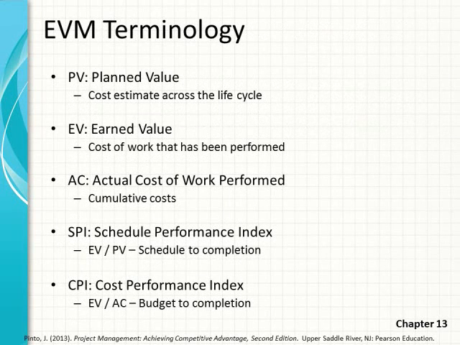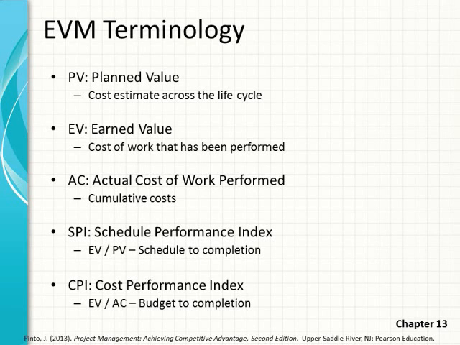So the powers that be came forward with earned value management, and there's a lot of terminology in this topic, but we'll start out with some basics. PV, planned value, the cost estimated across the entire life cycle. Earned value, or EV, the cost of work that has been performed. AC, well, that's the actual cost of work performed. And we'll use those three in calculations for the Schedule Performance Index and the Cost Performance Index.